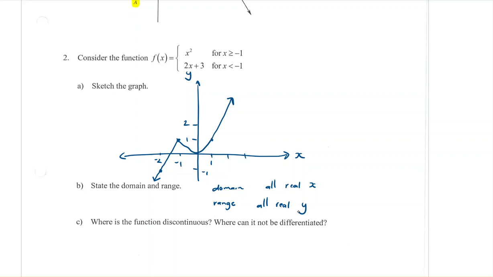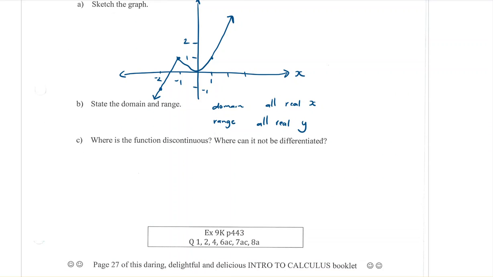Okay, part C, where is the function discontinuous? Or where can it not be differentiated? So there's actually two questions there. First of all, where is the function discontinuous? Nowhere. It's actually a continuous graph. So let's say that. The function is continuous. Where can it not be differentiated? Okay, so even though it's continuous, there's still somewhere where it can't be differentiated. Where? The -1 because of the point.